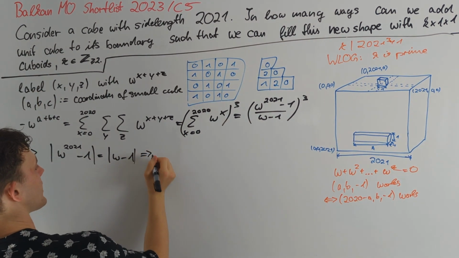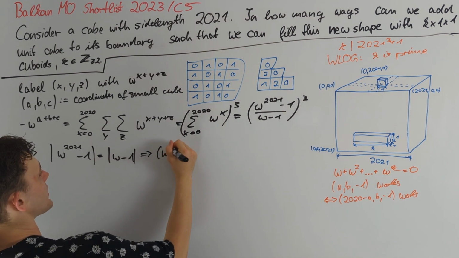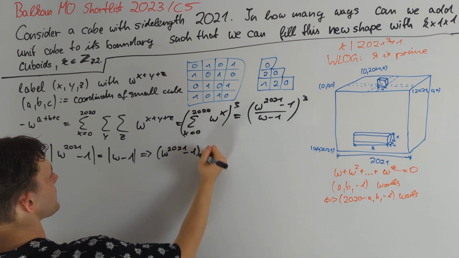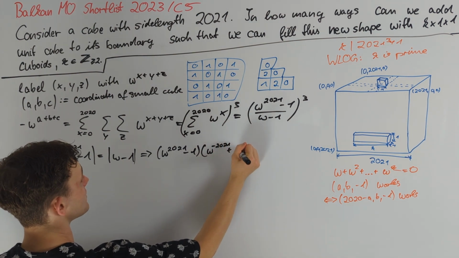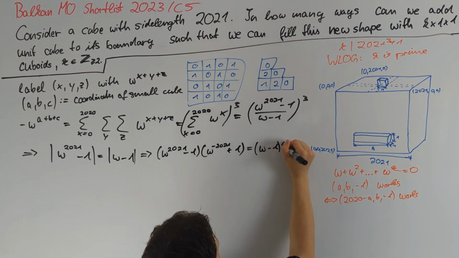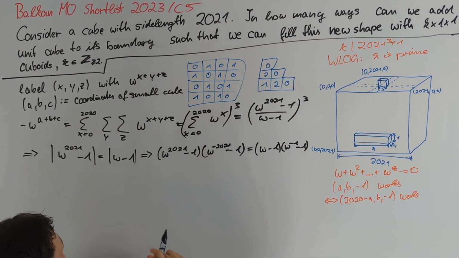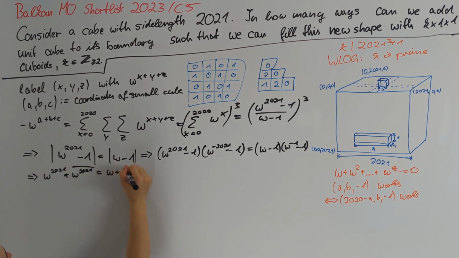We square both sides and plug in the representation of the absolute value in terms of the complex conjugate. Namely, this implies that omega to the power of 2021 minus 1 times its conjugate, which is equal to omega to the power of negative 2021 minus 1, is equal to omega minus 1 times omega to the power of negative 1 minus 1. We see that we get a 2 on both sides, which we can subtract, and after multiplying with negative 1, we obtain that omega to the power of 2021 plus its inverse, which is also its conjugate, is equal to the same term for omega.